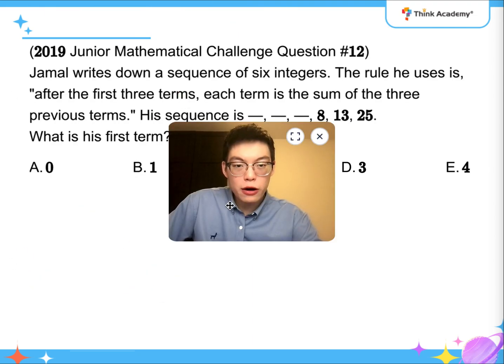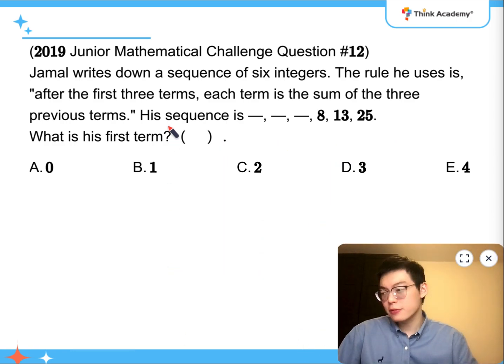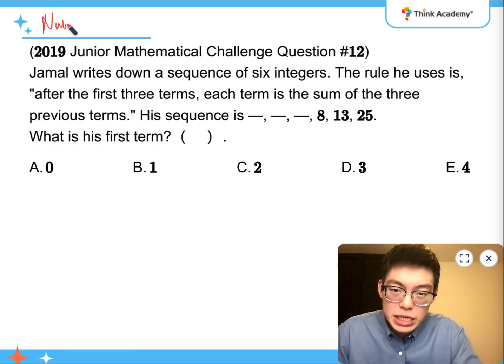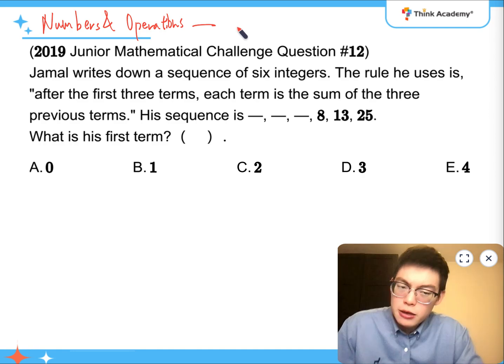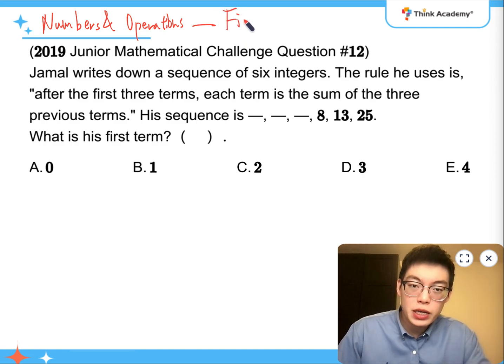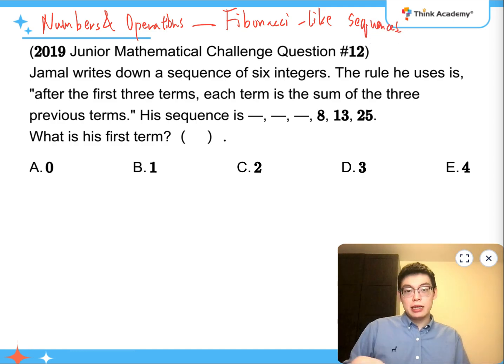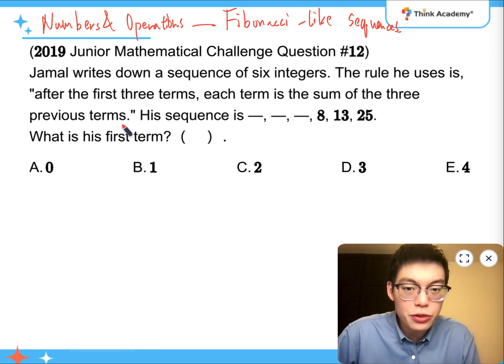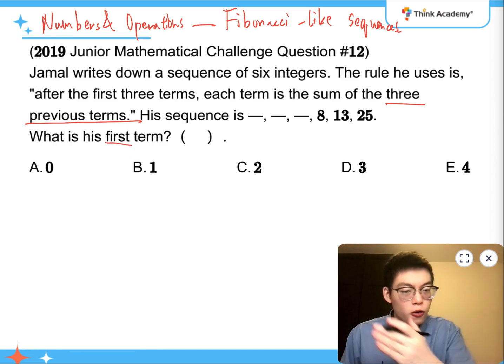And question 12 is suddenly becoming pretty easy once you understand what the question is talking about. So essentially, this is a numbers and operations problem. And you can also say that it's inverse operation, but then I prefer calling it the Fibonacci-like sequences, because it actually is. In this sequence, each term is the sum of the 3 previous terms. And I want to find the first term, so I just need to trace it all the way back.